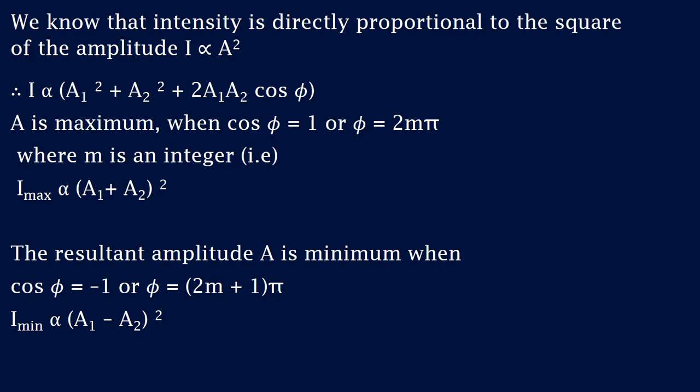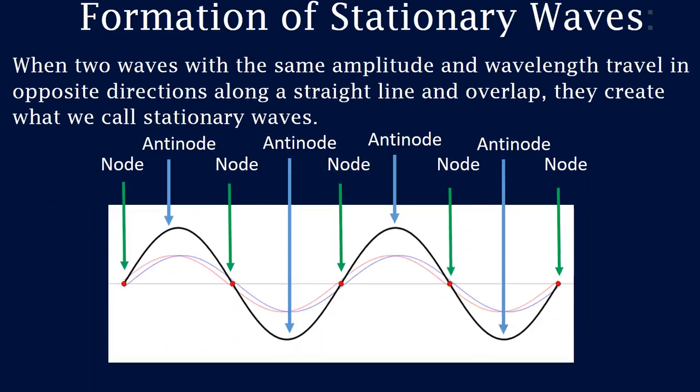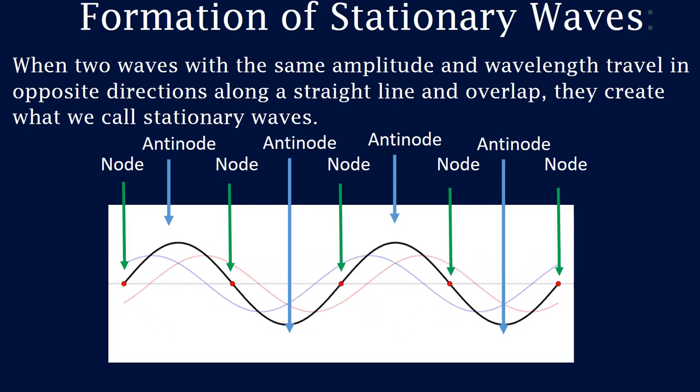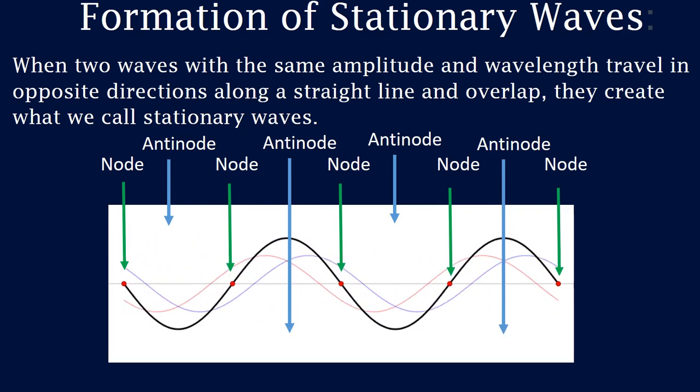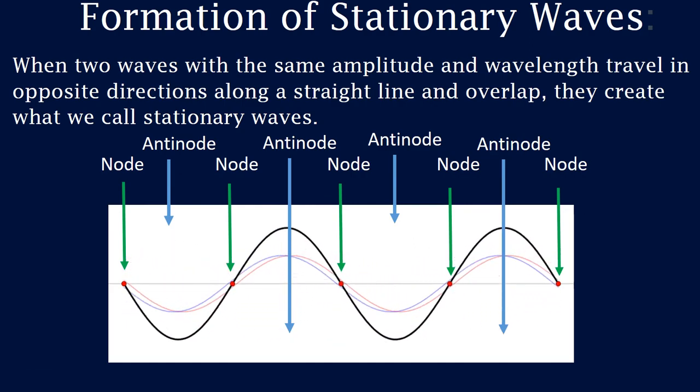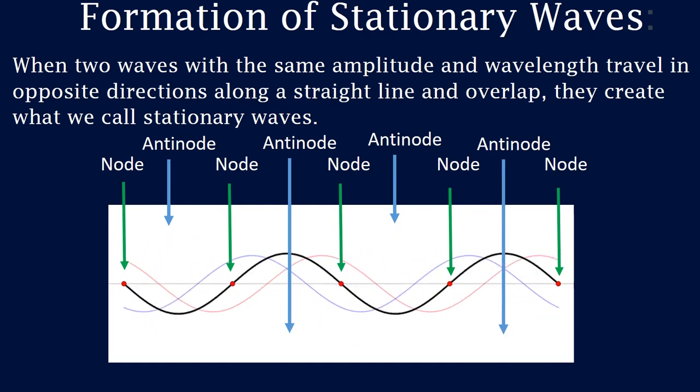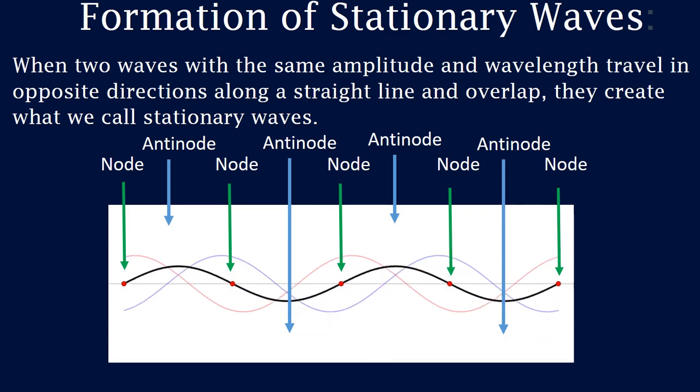We will study the formation of stationary waves. When two waves with the same amplitude and wavelength travel in opposite directions along a straight line and overlap, they create what we call stationary waves, also known as standing waves.